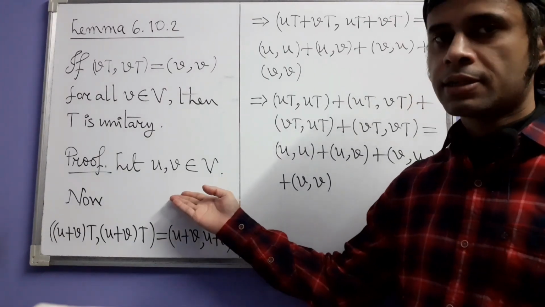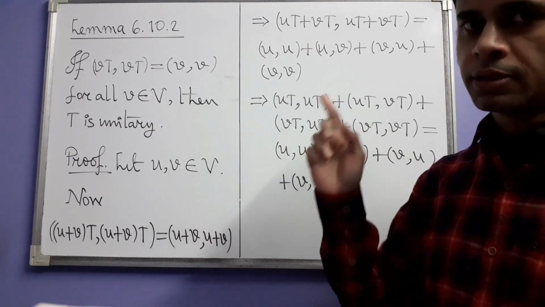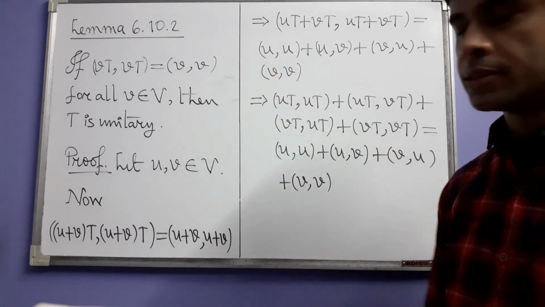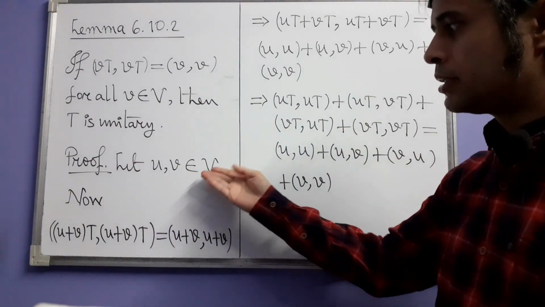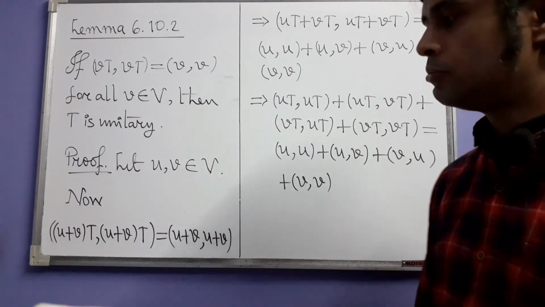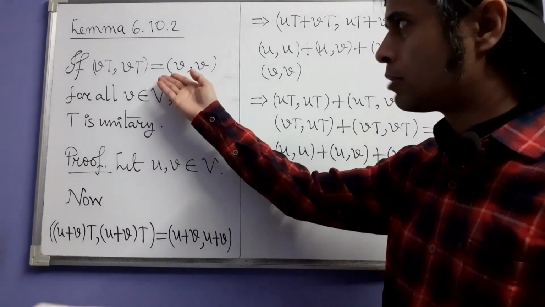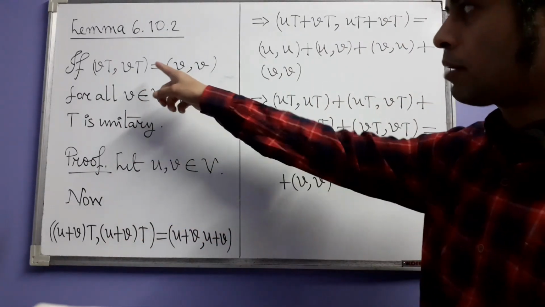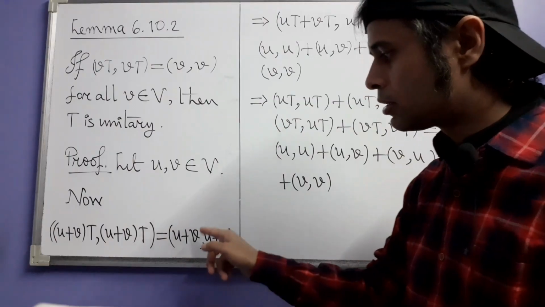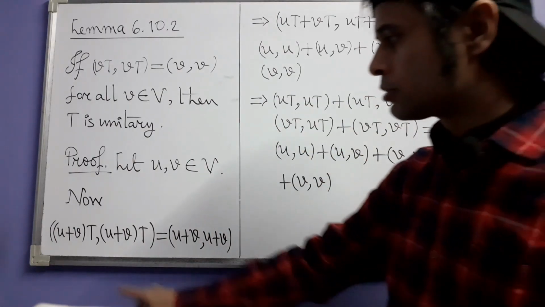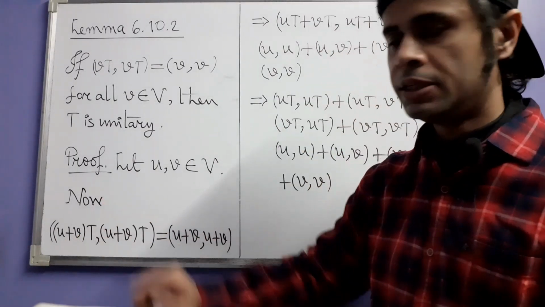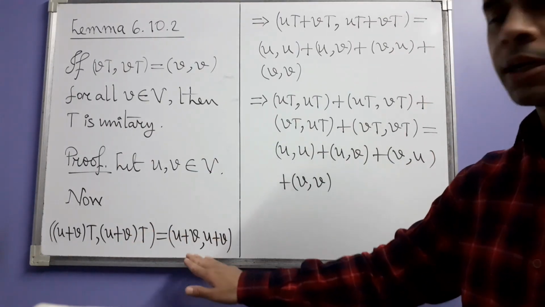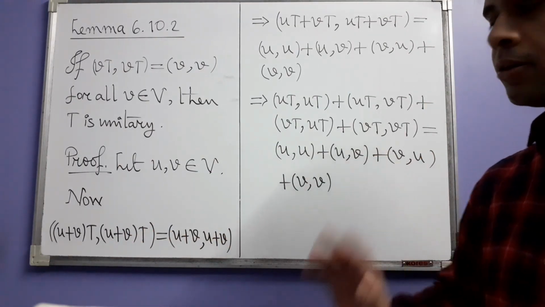The proof starts like this. It will remind you of the previous proof that we saw in the previous video of another result. So we start by taking any two vectors u and v in V, and then using what is given to us, this is what we write. We apply this condition on the vector u plus v. So the inner product of u plus v t, that means the t image of u plus v and itself, equals the inner product of u plus v and itself.